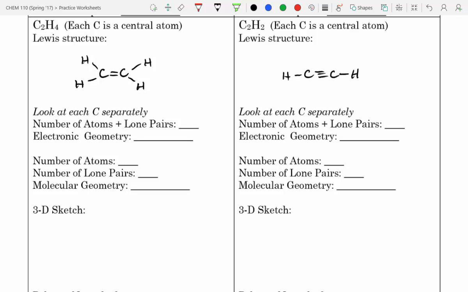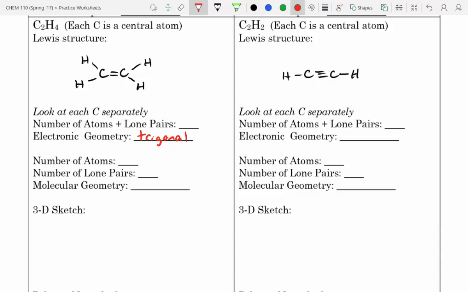What would its electronic geometry be? Trigonal planar. Okay, and then what would its molecular geometry or shape be? The same. It would also be trigonal planar. Okay, so not too bad.